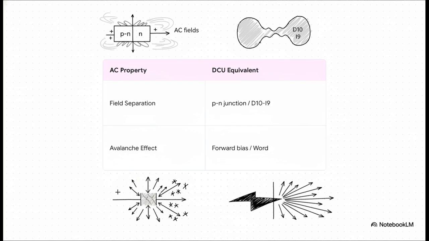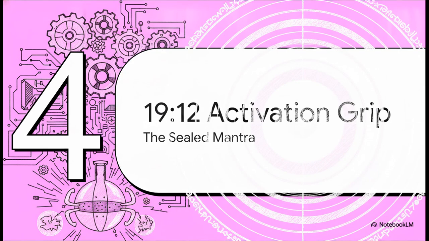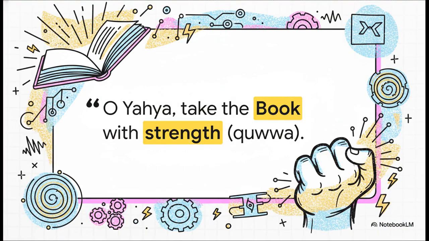The reader stands right at this junction, and it's your choice that executes the topology. Let's move to Section 4, activating the 1912 grip. We need to know how to prevent this catastrophic circuit overload. To prevent the mountain's fate, we need what's called a sealed mantra.